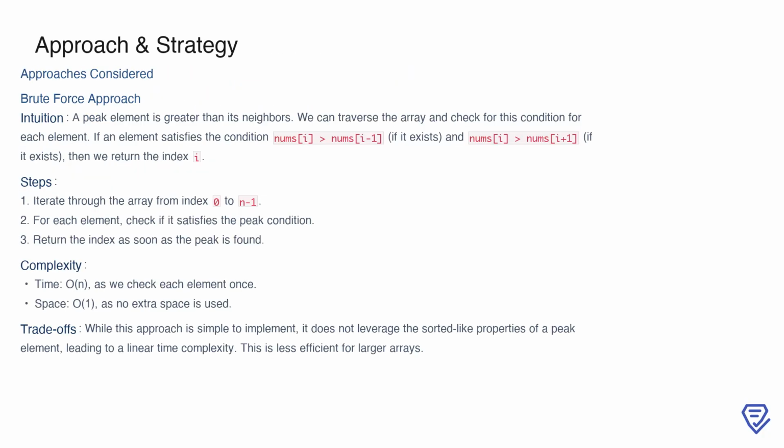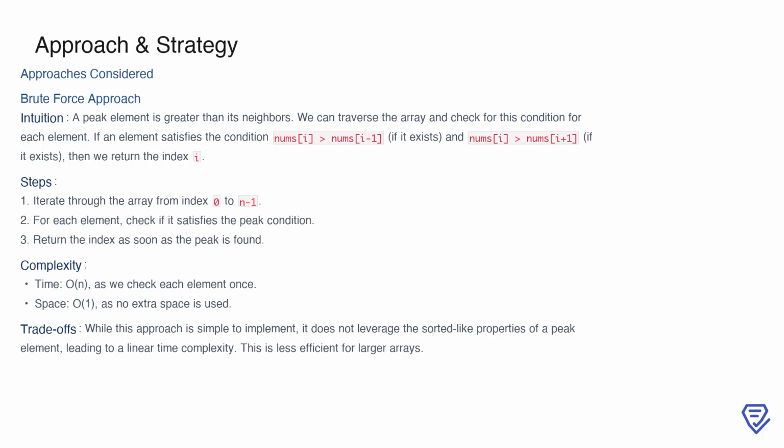To solve the problem of finding a peak element, one straightforward approach is to use brute force. The intuition here is simple: a peak element is one that is greater than its neighbors. By iterating through the array, we can check for each element whether it satisfies the peak condition. Specifically, for an element at index i, we check if it is greater than its left neighbor, if one exists, and its right neighbor, if one exists. If these conditions are met, we immediately return the index as the peak.